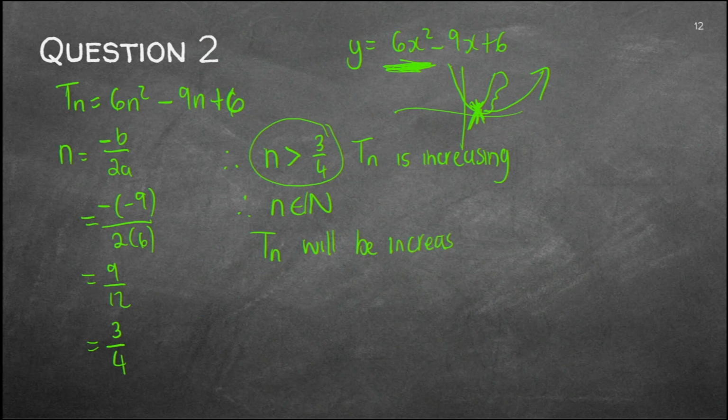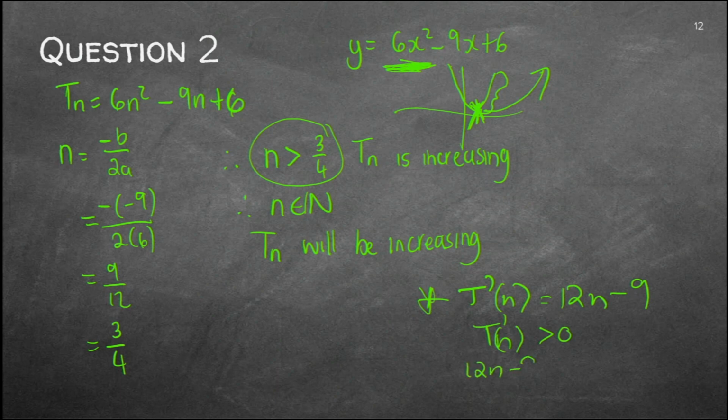Take note, alternatively, we could have differentiated it, and I could have gotten, so this is option 2, 12n minus 9. And just remember that for this to be increasing, the first derivative must be larger than 0. So 12n minus 9 larger than 0, therefore n larger than 3/4. That's option 2. Any one of these two would give you full marks.